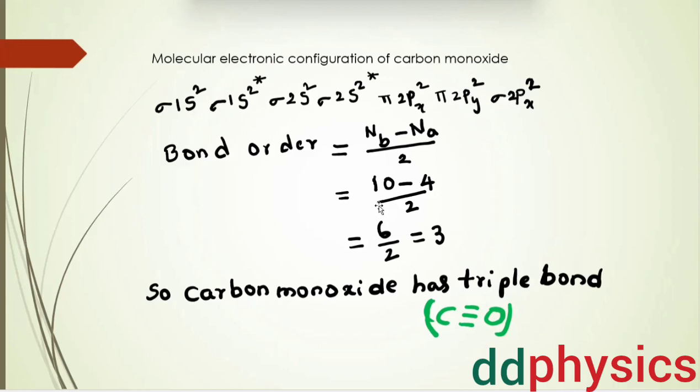10 electrons are there. And the number of anti-bonding electrons, we call them non-bonding electrons, are the electrons present in the star mark orbitals. So how many electrons are present? Here you can observe 2 plus 2, 4. 10 minus 4 by 2, and 6 by 2, that is 3. So the bond order means the number of bonds present between the atoms. So carbon monoxide has a triple bond, C triple bond O, carbon monoxide.